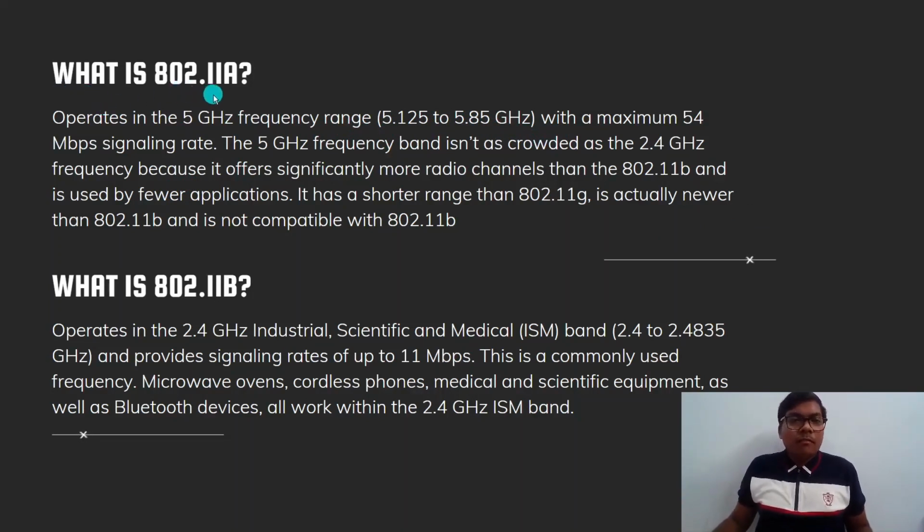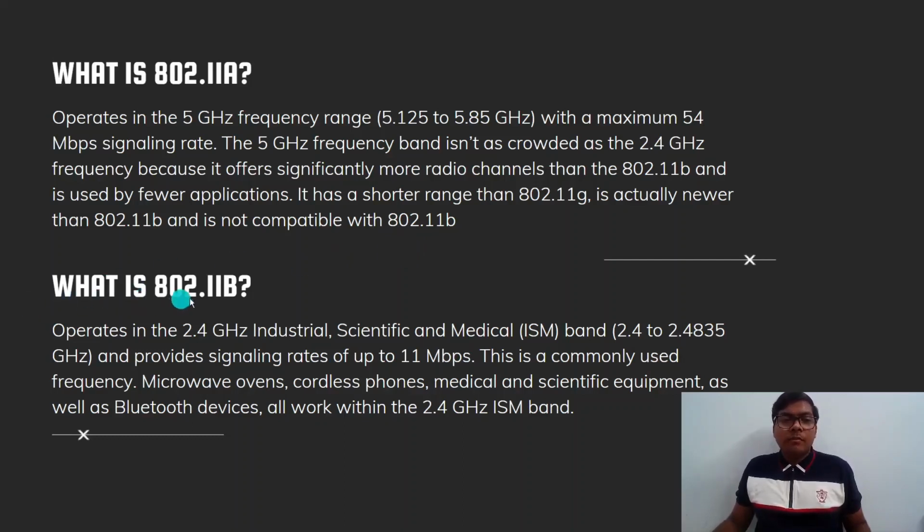What is 802.11a? It operates in the 5 GHz frequency range of 5.125 to 5.85 GHz, with a maximum of 54 Mbps signaling rate. The 5 GHz band isn't as crowded as the 2.4 GHz band because it offers significantly more channels than 802.11b. It is used by few applications. It has a shorter range than 802.11g, is actually newer than 802.11b, and is not compatible with 802.11b. So you'll be wondering what 802.11b actually is. Okay, let's get into that.